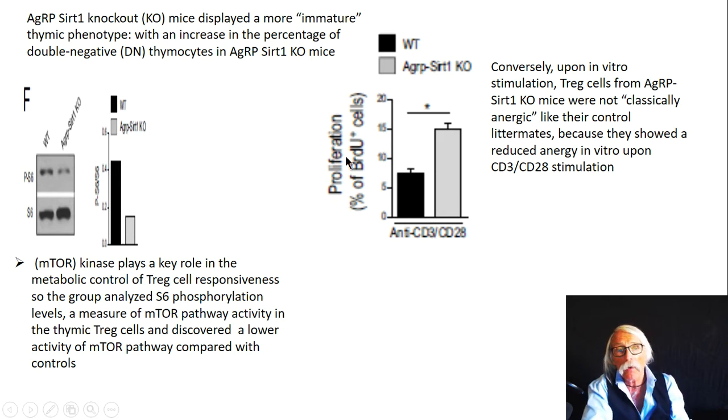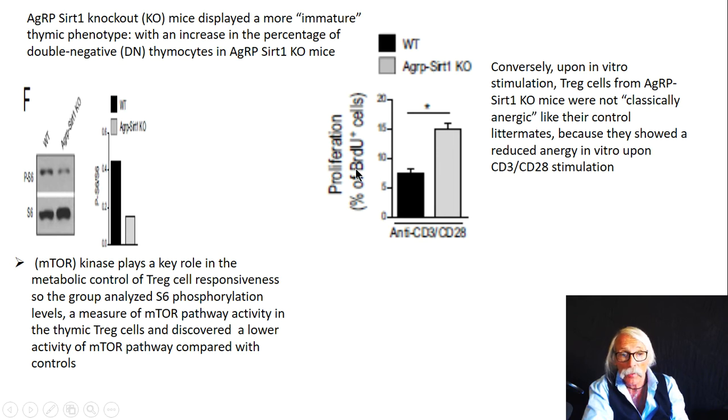Now looking over here, this is proliferation based on BrdU uptake, cells that take up BrdU. That's a normal way to look at cell proliferation. And here's using an antibody to look at the specific signatures on these cells, so you're able to look at only those cells using flow cytometry. The black bar is wild type, and the grayish bar is the AgRP SIRT1 knockout.